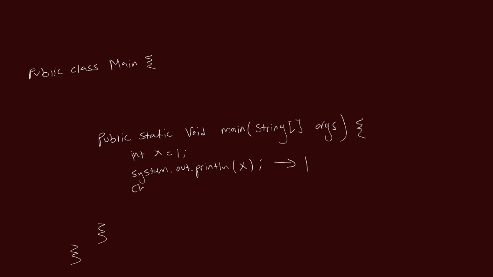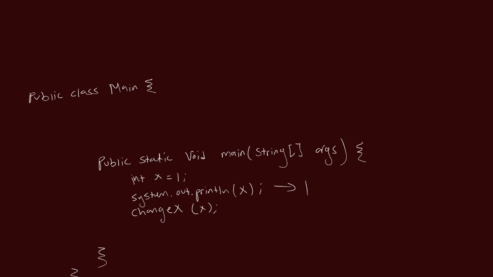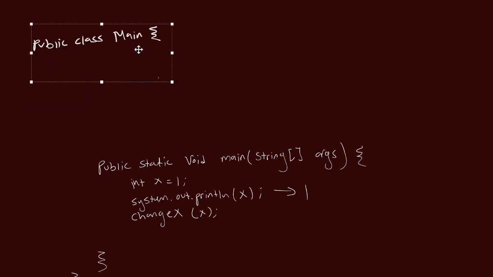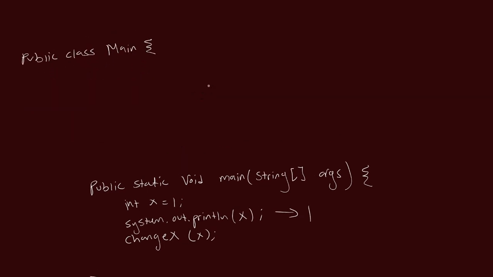Now let's call a method called changeX, okay? And then we pass x through here. In our method, which is going to be in this block, let me move the public class a little higher. There we go. So we're going to do public static, and we're going to have a return type of void. Let's call it, oh yeah, it has to be called changeX, and then we're going to have int x here.